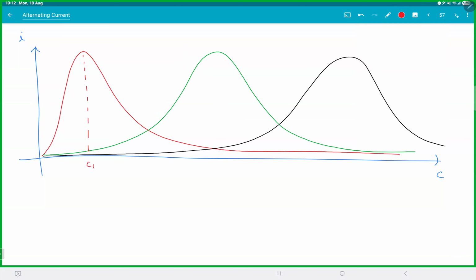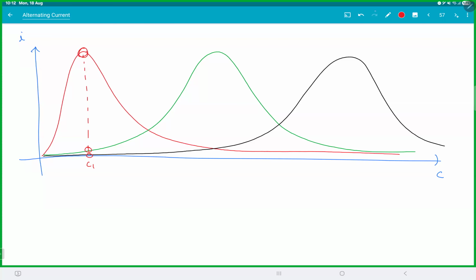Now look at this point. At this point, what is the current? Red's current is this one, green's current is this, black's current is this. So in the total current, how much is the red's contribution? Almost 98, 99%. So the other signals are too small, so you will hear the red signal.